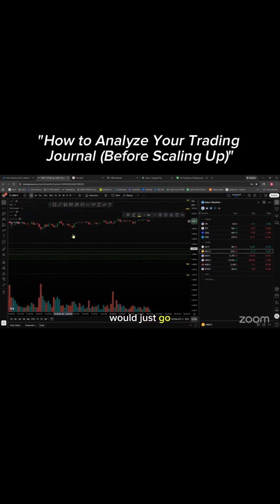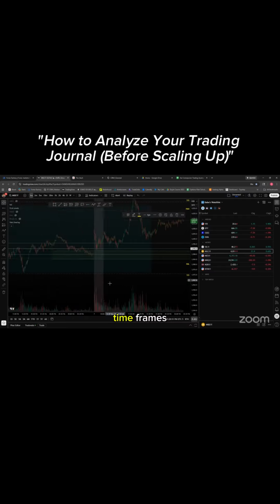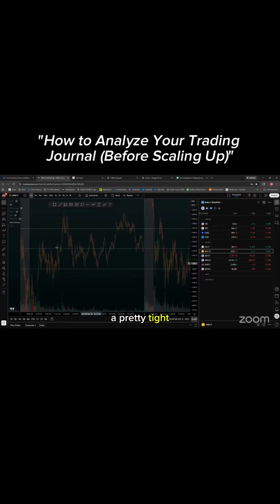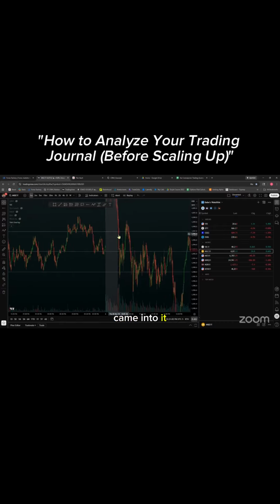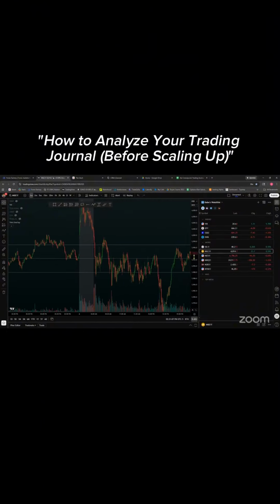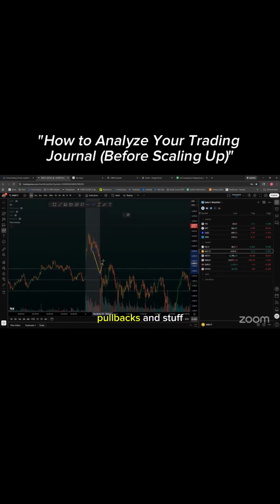And then you would just go in on the lower time frames. When we get to that day, you want to look for a rotation through the lines. This gave a pretty tight range, so when it came into it, it just dumped through it, right? But we're essentially looking for price action to form pullbacks and stuff before the rotation.